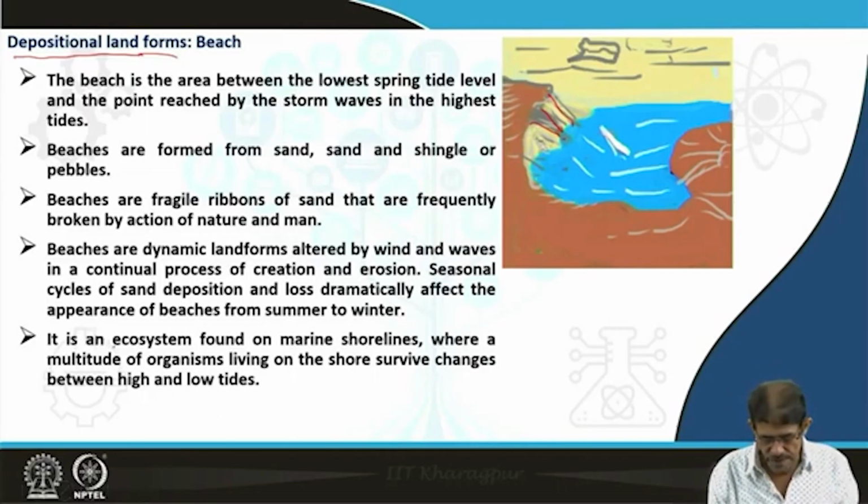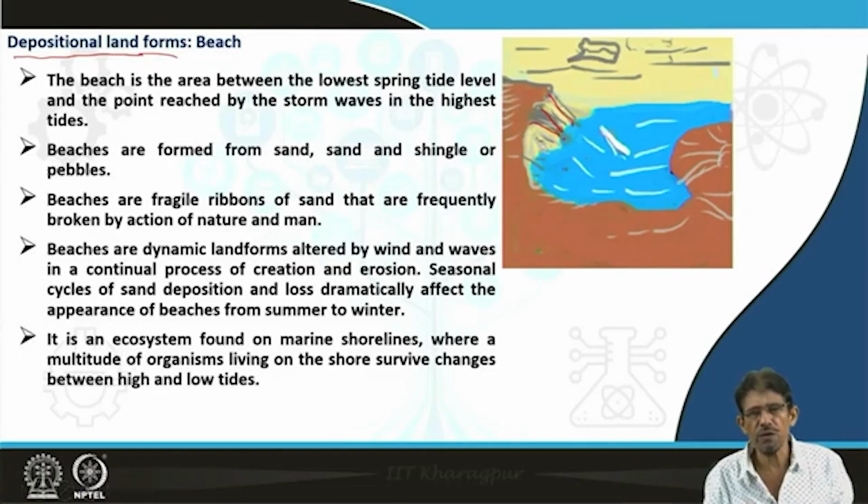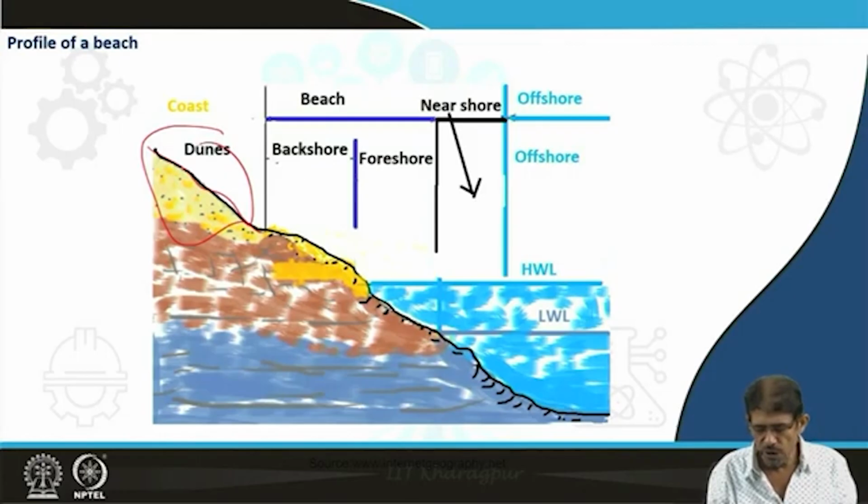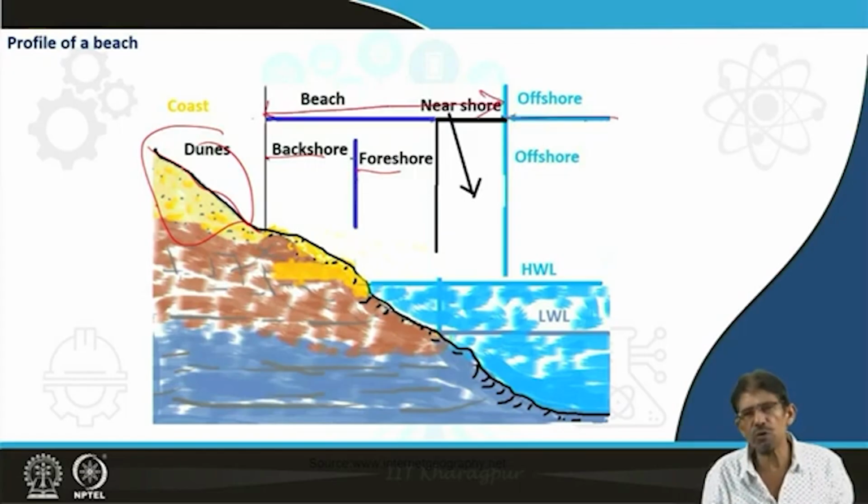It is an ecosystem found on the marine shoreline where a multitude of organisms live on the shore, surviving changes between high and low tides, and they adjust. Nature has provided certain covers and adaptations to protect them from such changes in environment as well as pressure caused by the water column. Profile-wise, we have already discussed this: decorated by dunes, then the backshore, foreshore, nearshore, and this whole zone we recognize as a beach. Then the offshore, that is the ocean.